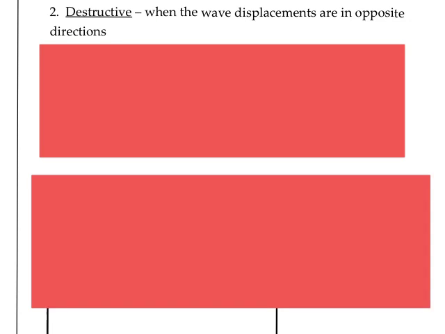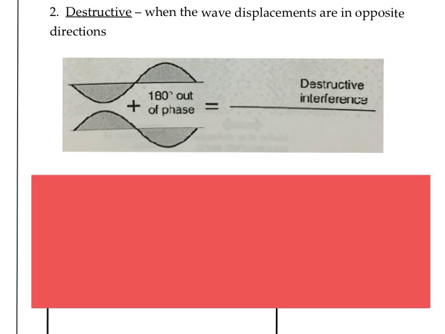Next, we have destructive interference, and as you can imagine, that's when the wave displacements or amplitudes are going to be in opposite directions. So we would have something that looks like this, where we've got one wave with a negative amplitude and the other one has a positive amplitude. These are said to be 180 degrees out of phase, or they're also a half of a wavelength out of phase. When we add the two waves together, destructive interference results in those waves canceling each other out.